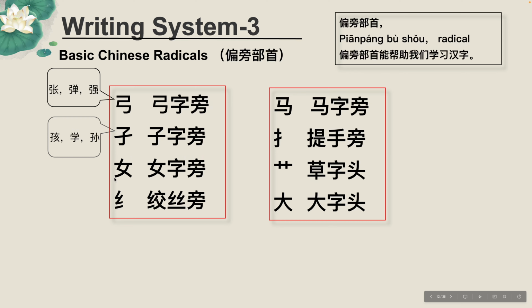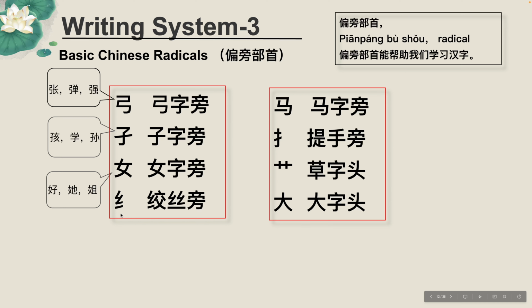The third one is 女字旁. 女 means female, so the characters with 女字旁 are associated with female. 好, 她 and 姐. 好 means good, and why it's associated with female is because when you have female and male together, it's always good. 她 means she. 姐 is the older sister.